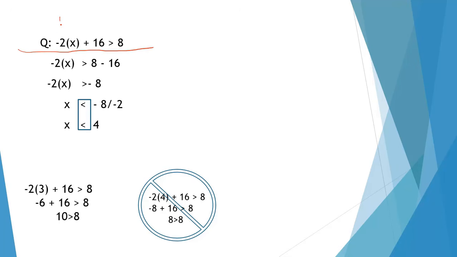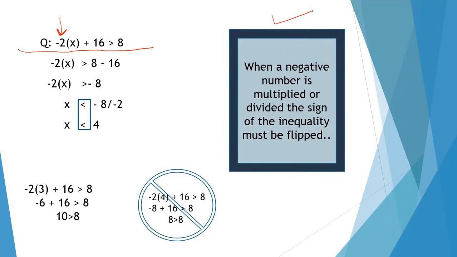Now see this question. You have negative 2 here. There is a rule associated with this. When a negative number is multiplied or divided, the sign of the inequality must be flipped. There is no change in the first step. You subtracted 16 at the right hand side.